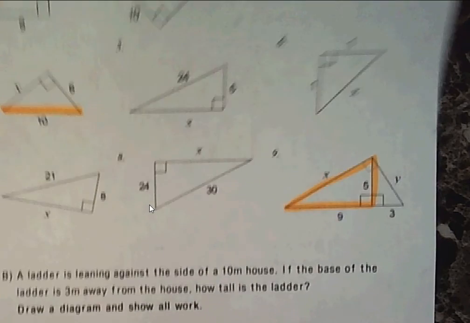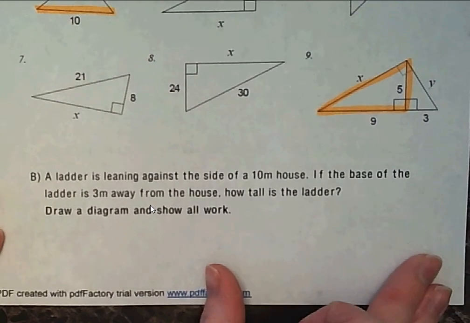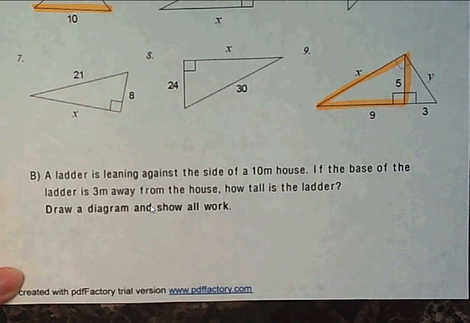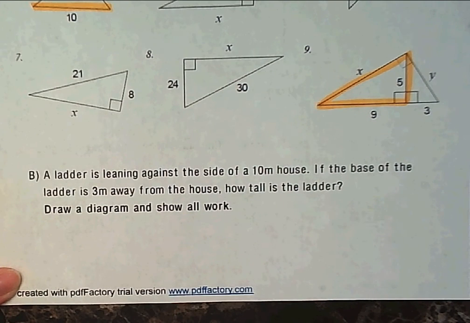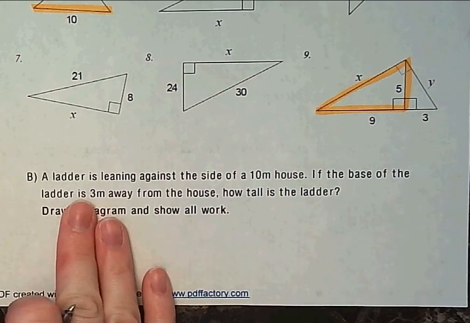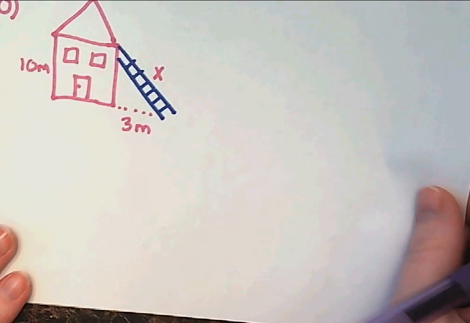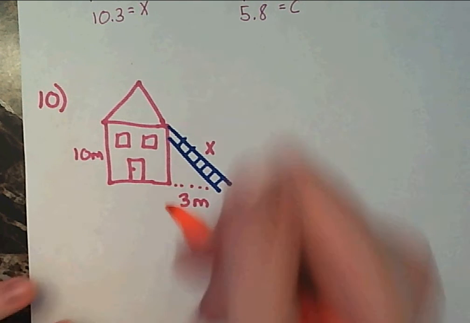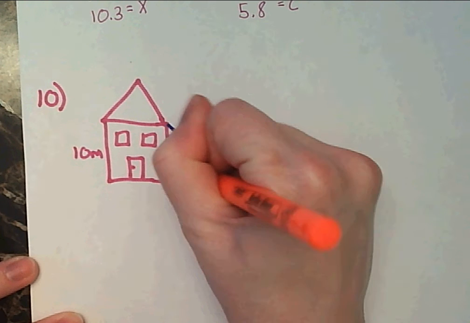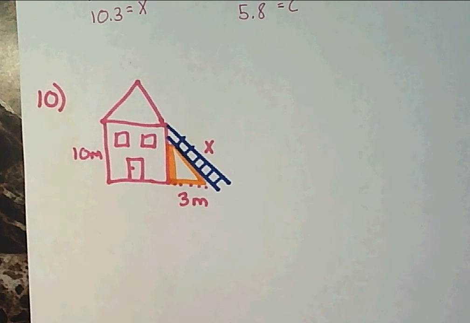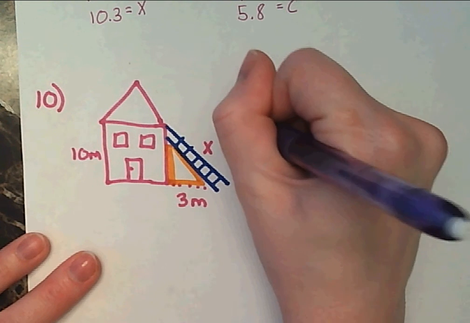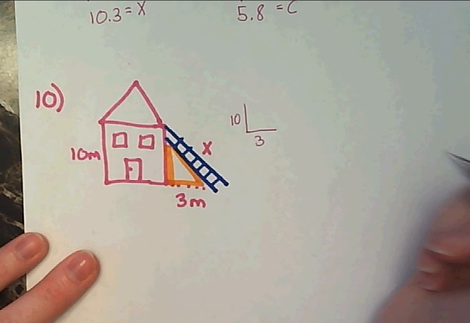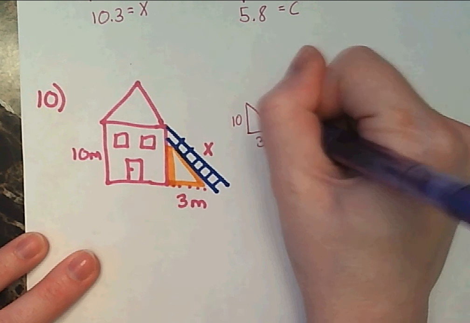It's actually a word problem. It says a ladder is leaning against the side of a 10-meter house. If the base of the ladder is 3 meters away from the house, how tall is the ladder? Draw a diagram to show all work. Let's take a look. I drew the picture it was describing, and you'll notice that it forms a right triangle. If you just draw the right triangle, we can see the height would be 10, it's 3 meters away from the house, and we want to know how tall the ladder is.